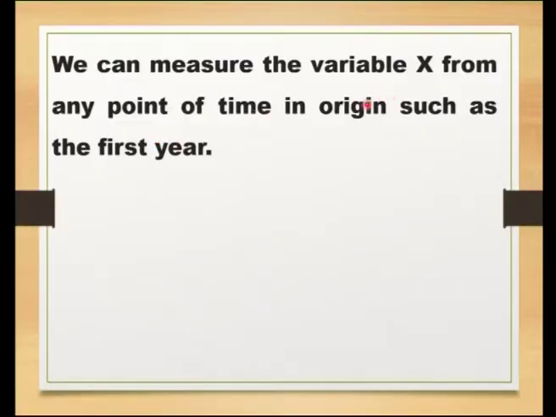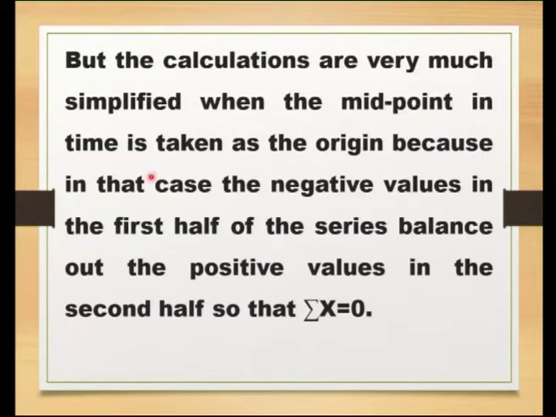We can measure the variable x from any point in time as origin, such as the first year. Usually the middle value of the years is taken, because the calculations are very much simplified when the midpoint in time is taken as the origin. In that case the negative values in the first half of the series balance out the positive values in the second half, so that summation x is equal to 0.